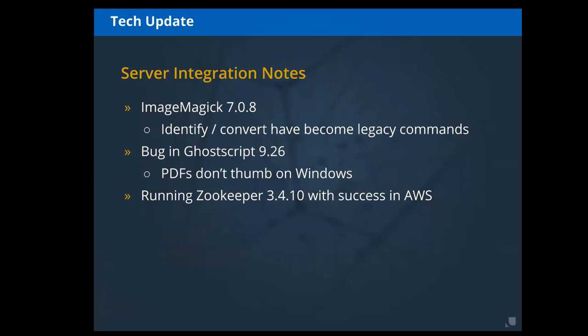So going into the tech update, we had some server integration notes that we've been working on. ImageMagick 7.0.8, one of the later releases of ImageMagick, no longer works with openEQUELLA. The identify and convert commands that openEQUELLA used have become legacy commands. If you install ImageMagick 7.0.7, you'll notice on the install wizard that it asks you, do you want to install identify and convert as legacy commands? So if you select yes, I do, you can go ahead and use 7.0.7 just fine. We haven't experienced issues with that.